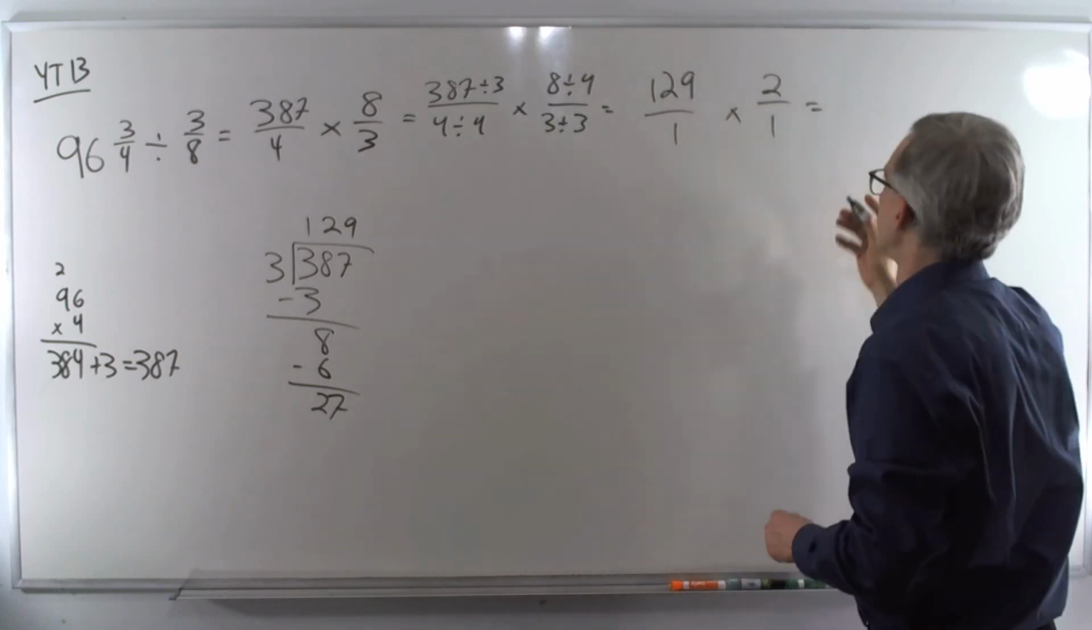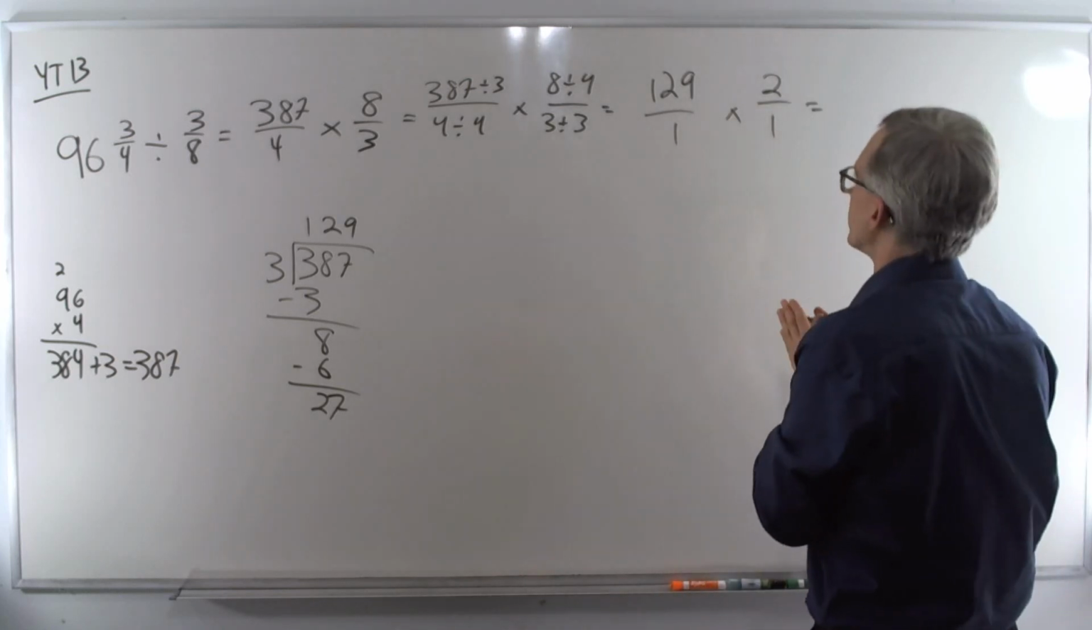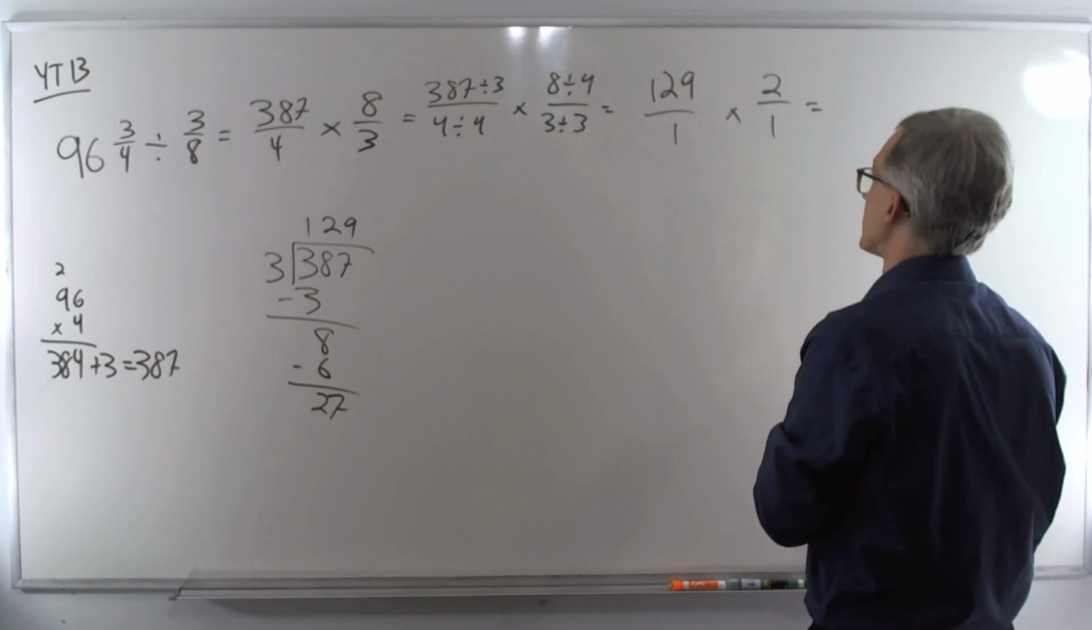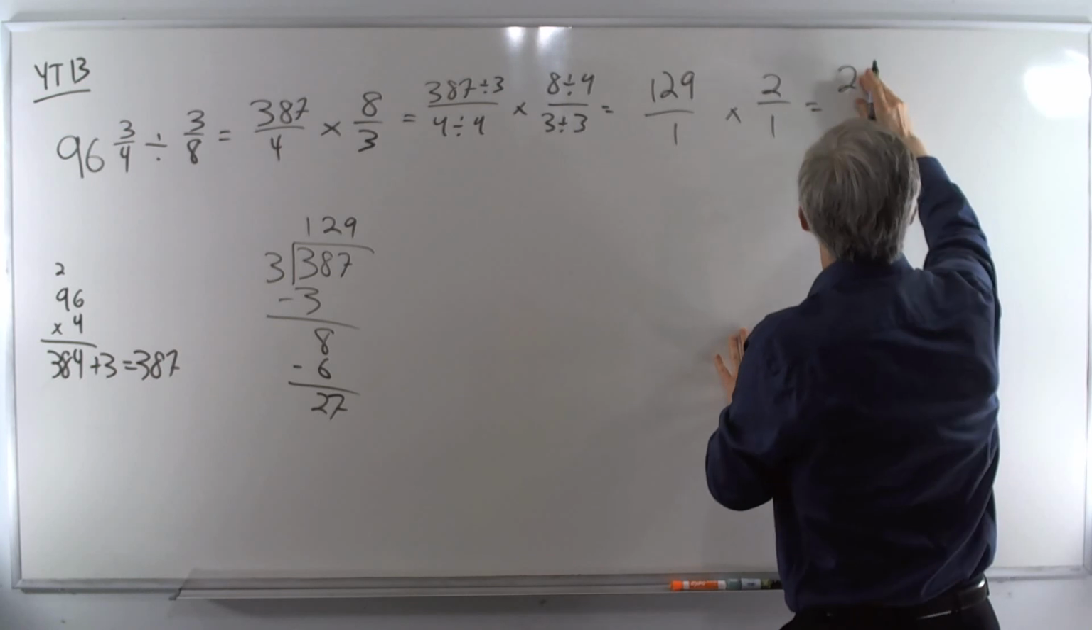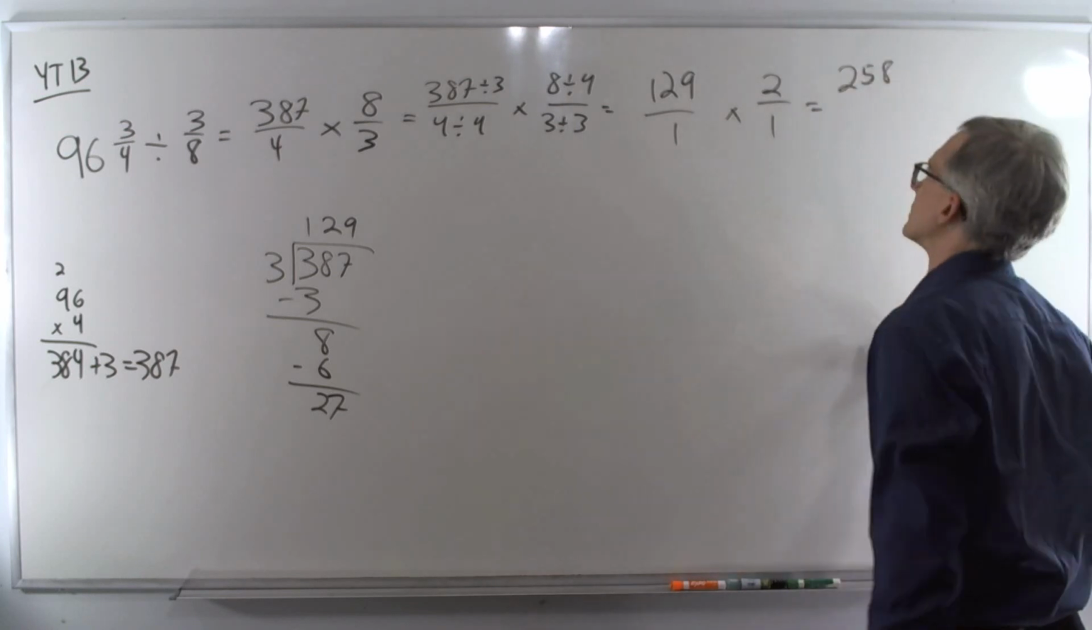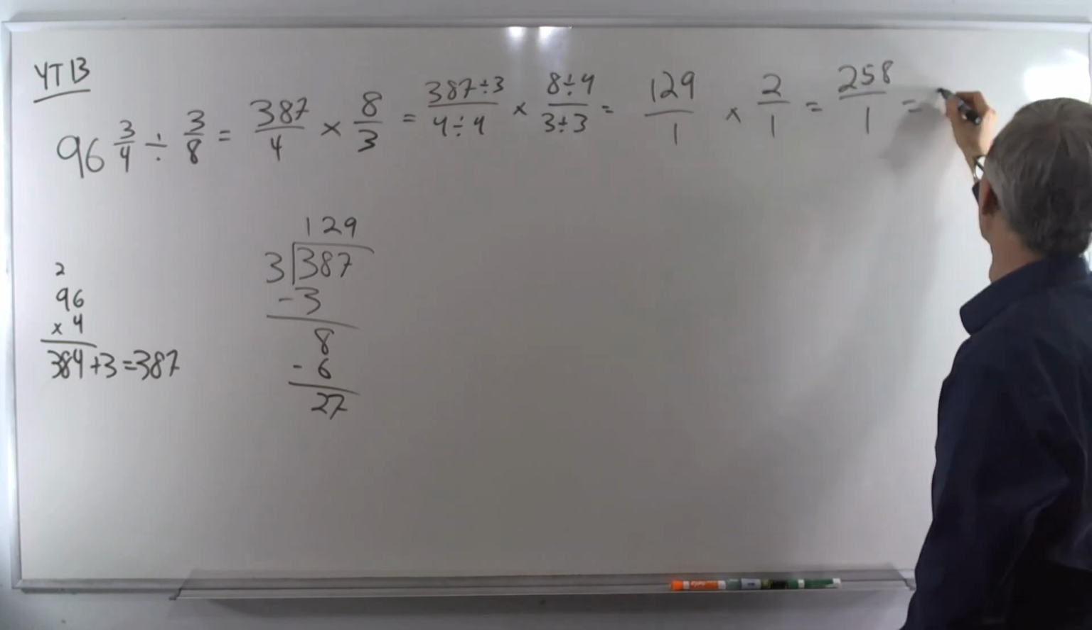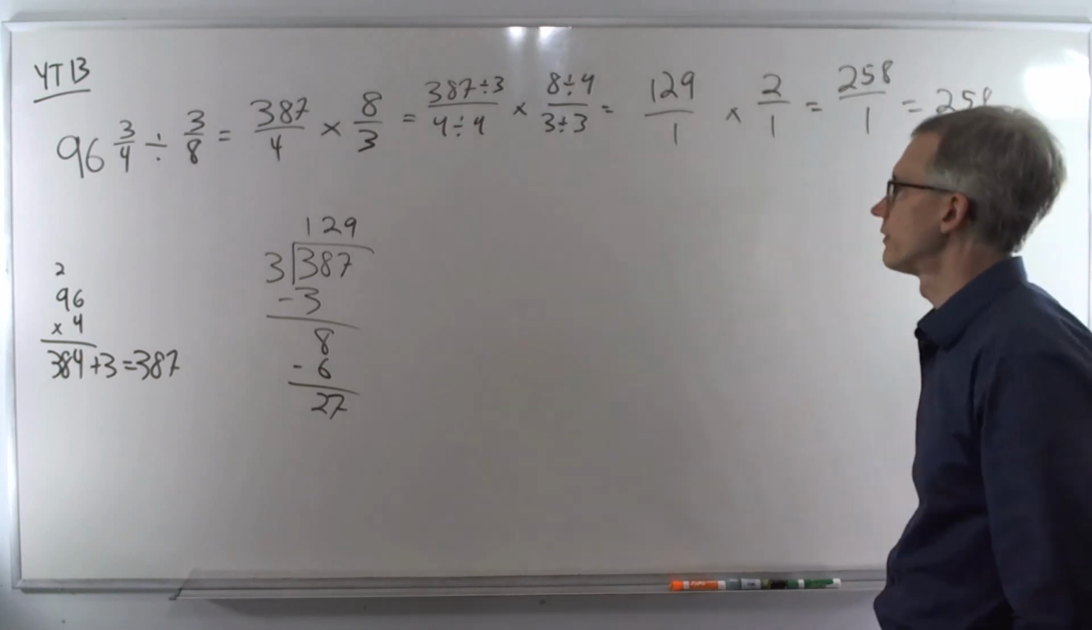So what do we have? 129 times 2. Let's see, if we do 130 times 2, that's 260. Subtracting 2, we get 258.